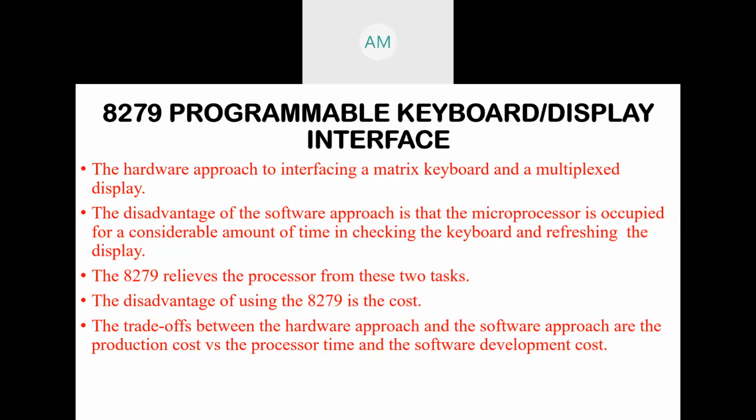Whatever we have seen, that is interfacing a keyboard using the 8255 device, was a linear approach. This would be the matrix, where we have rows and columns of a keyboard, and a multiplexed display, that is the electronic display. In the previous sessions, interfacing a keyboard using 8255, we used the software approach, that is instruction sets.